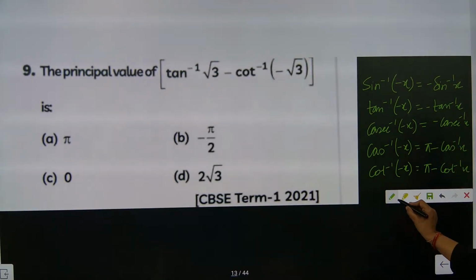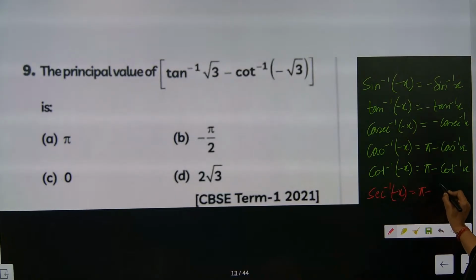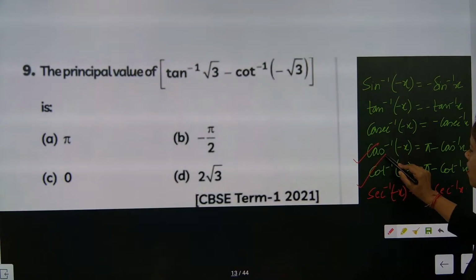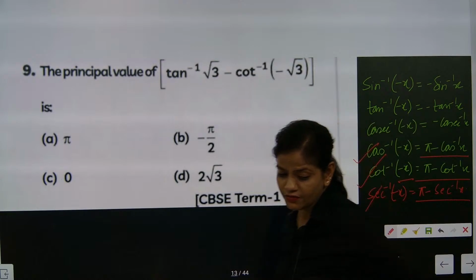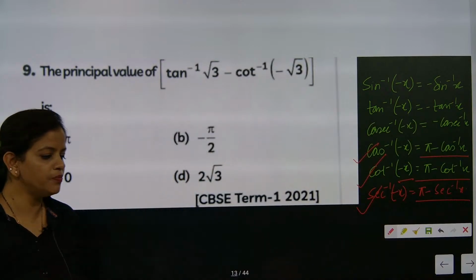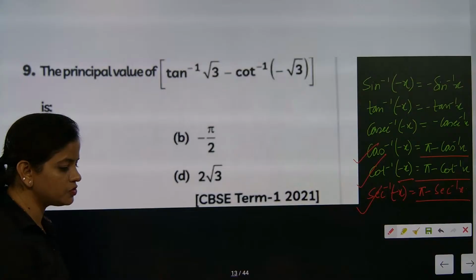And when it comes to secant inverse of minus x, again it will become pi minus secant inverse x. That means for cot, secant, cos, whenever the angle is minus, you can directly apply pi minus cot inverse, pi minus secant inverse, pi minus cos inverse. This is the most important part and we must do this. I hope you have understood this part.